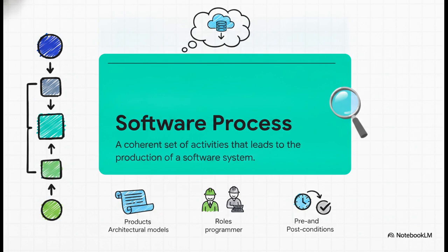But whenever we look at a process, we're always looking at three specific things. We look at the products or deliverables, like architectural models. We look at the roles, like project manager or programmer. And we look at the pre- and post conditions, which are basically the rules that absolutely must be true before and after a specific activity happens.